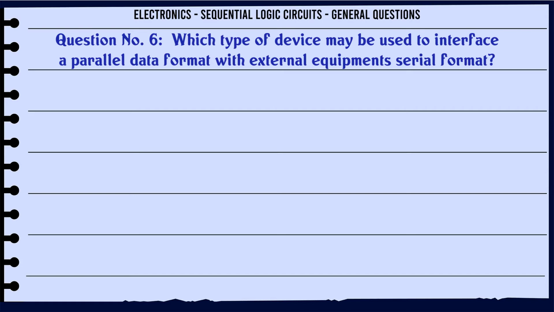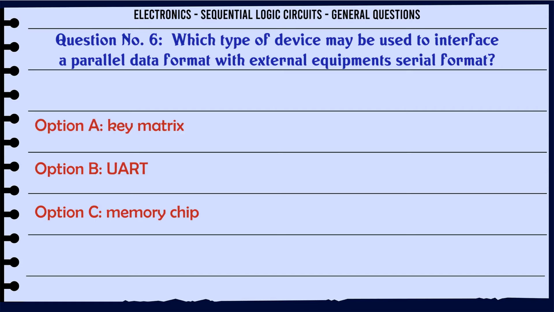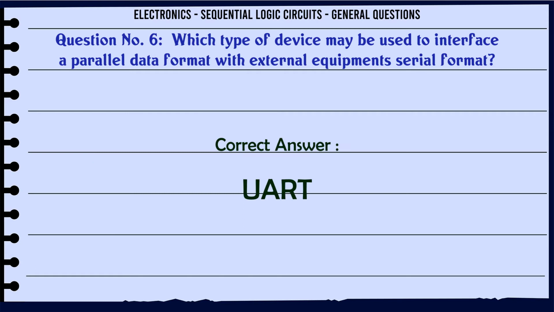Which type of device may be used to interface a parallel data format with external equipment's serial format? A. Key matrix. B. UART. C. Memory chip. D. Serial in parallel out. The correct answer is UART.